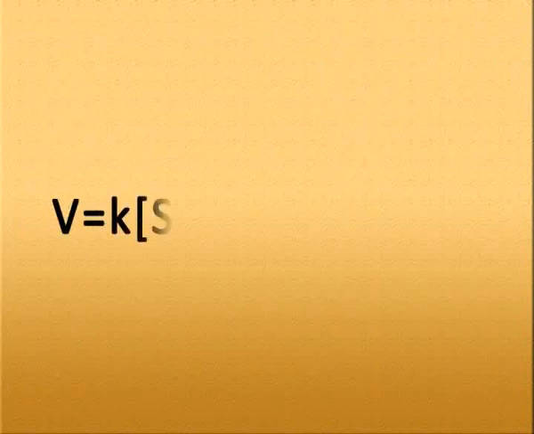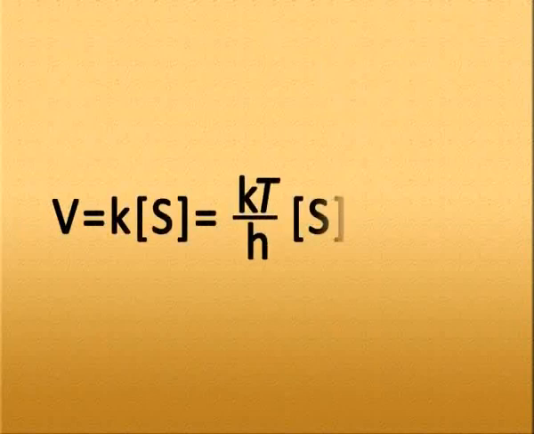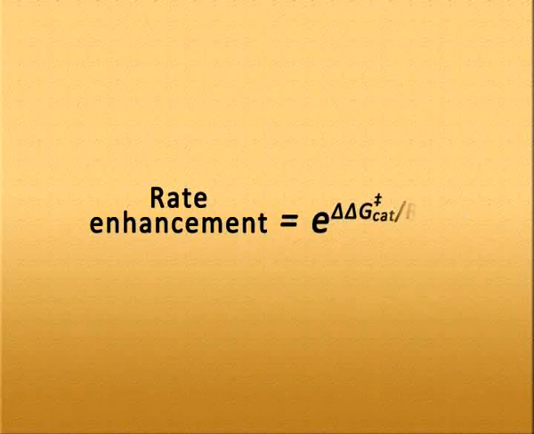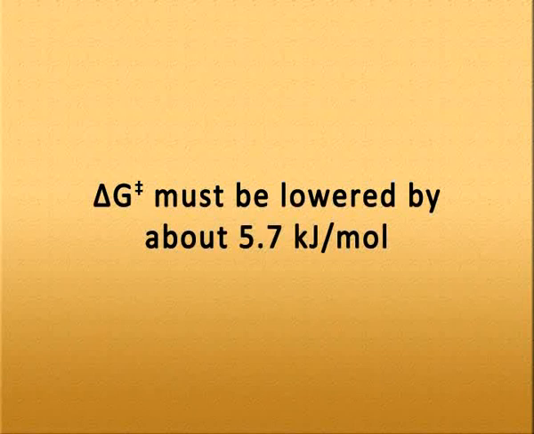As per the equation, V is equal to kT divided by h into substrate concentration, e to the minus delta G divided by RT, or as per the equation, rate enhancement is equal to exponential of delta G divided by RT, delta G must be lowered by about 5.7 kilojoules per mole to accelerate a first order reaction by a factor of 10 under conditions commonly found in cells.